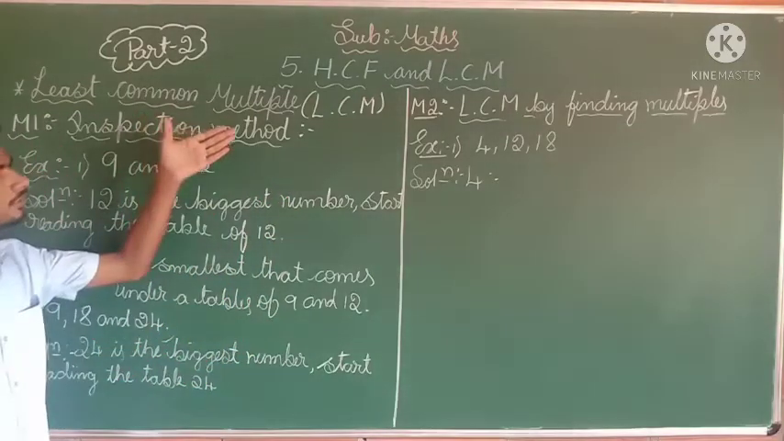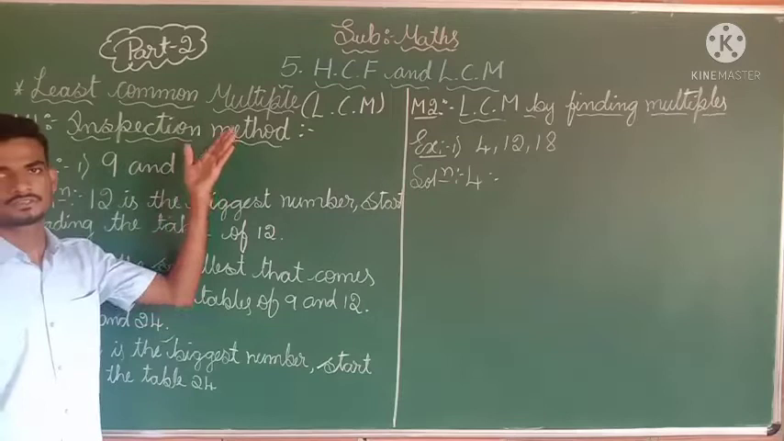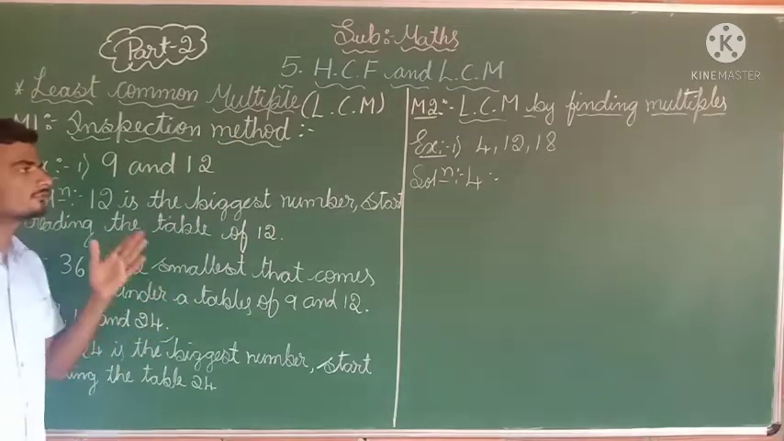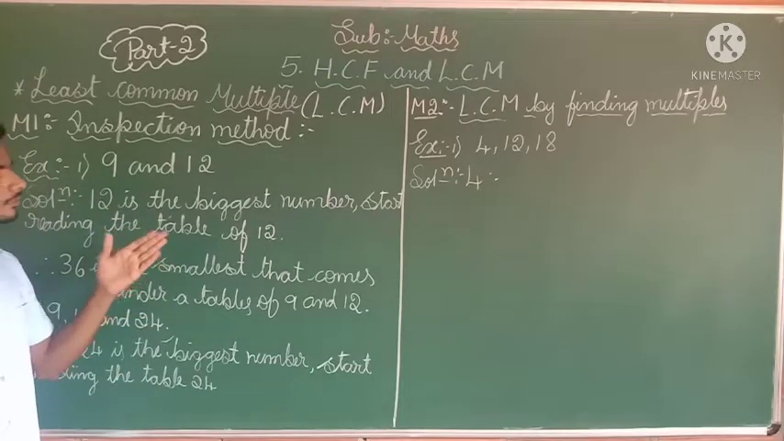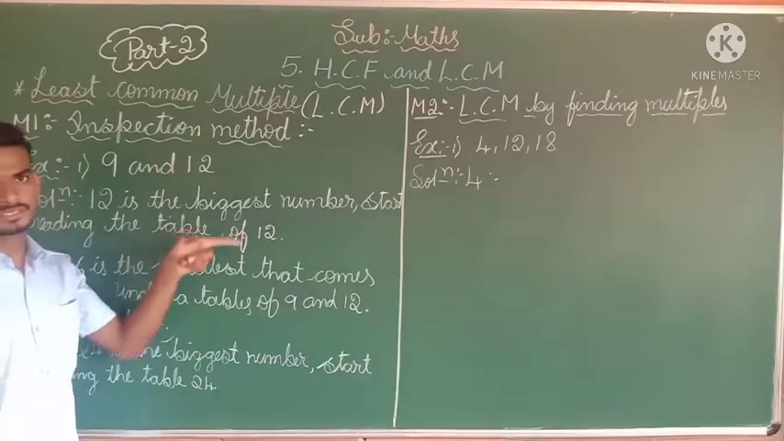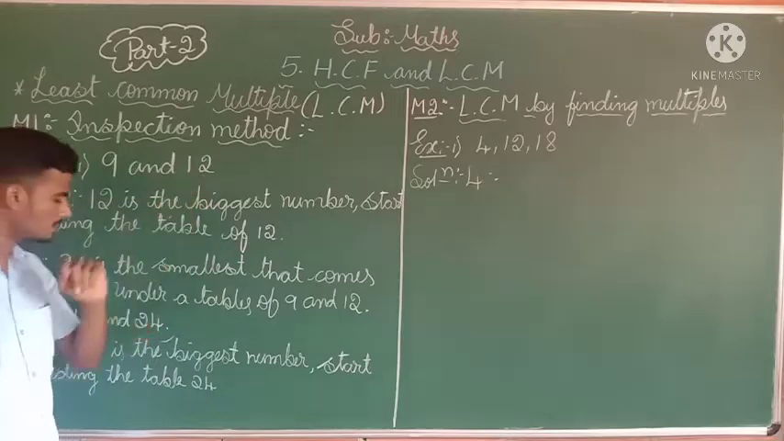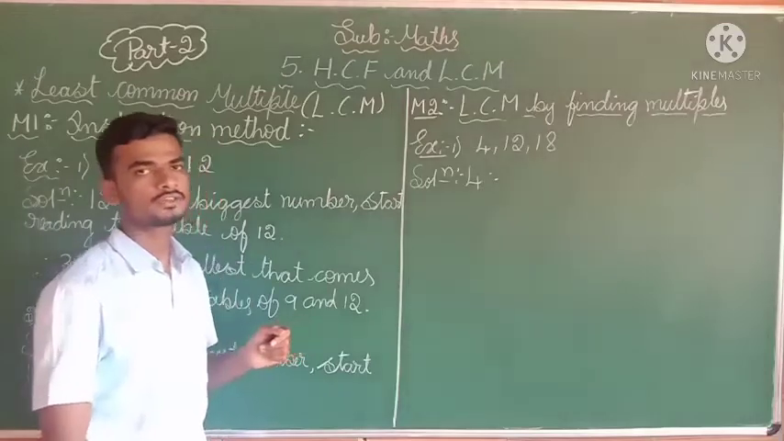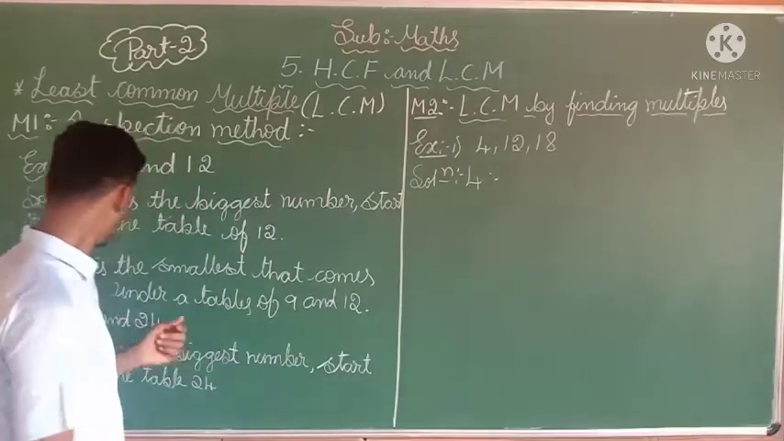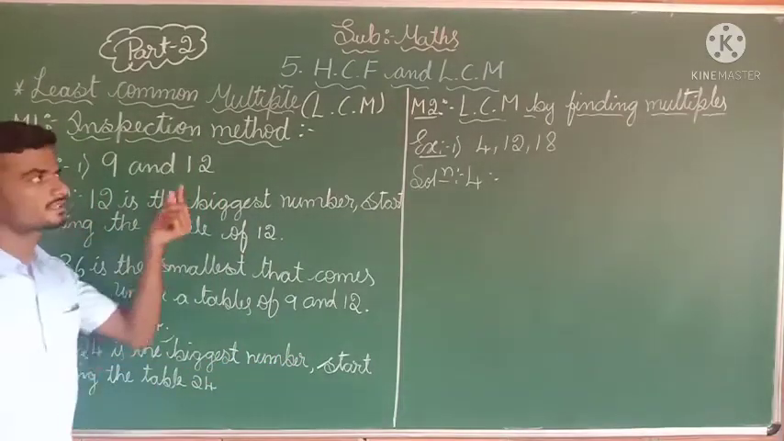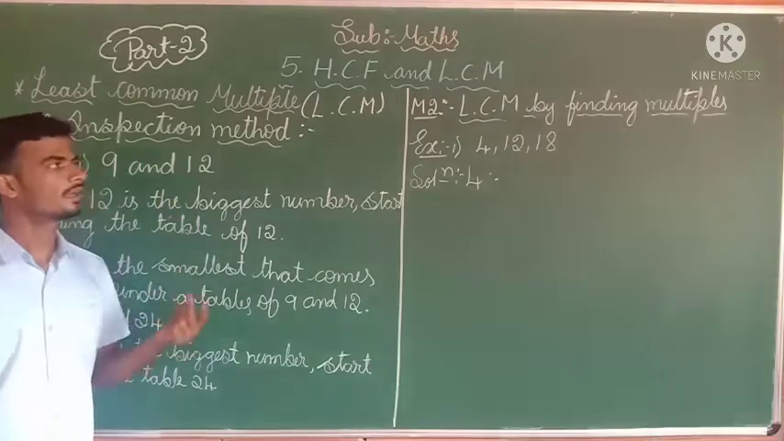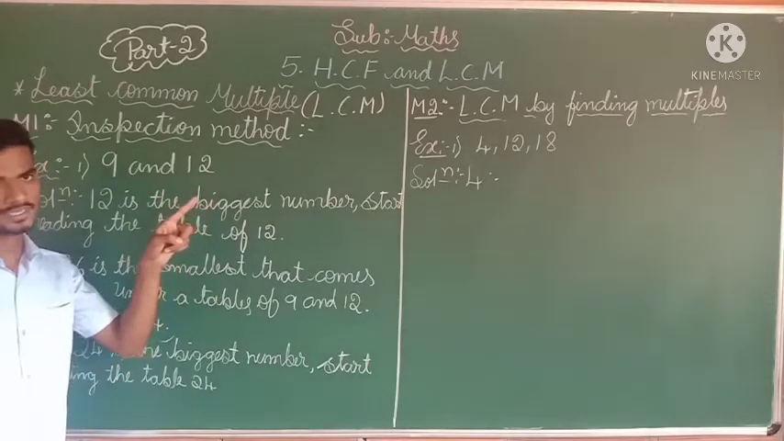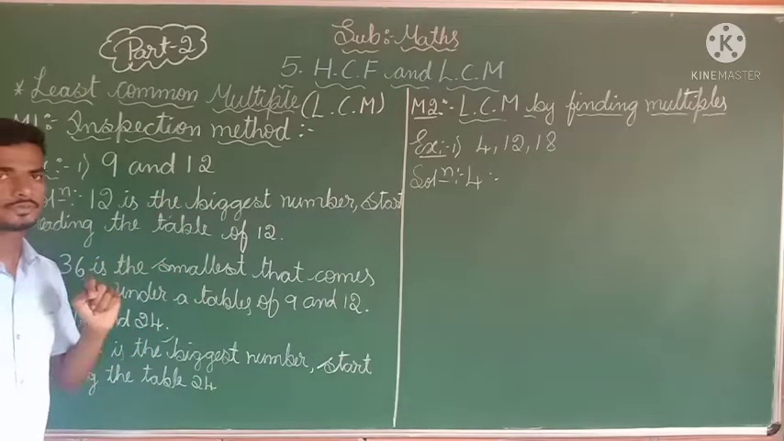Now here you can see the 24 table I have given. In this 24 table, 24 threes are how much? 24 threes are 72. Okay, you will get 72. Then in 18, how much is 72? See there, check in our 18 table. 18 fours are 72. Okay, 18 fours are 72, you will get.